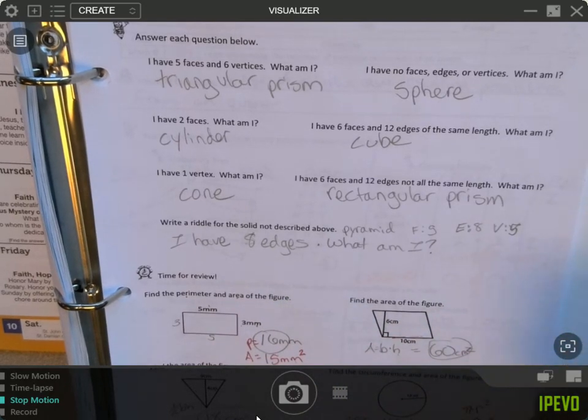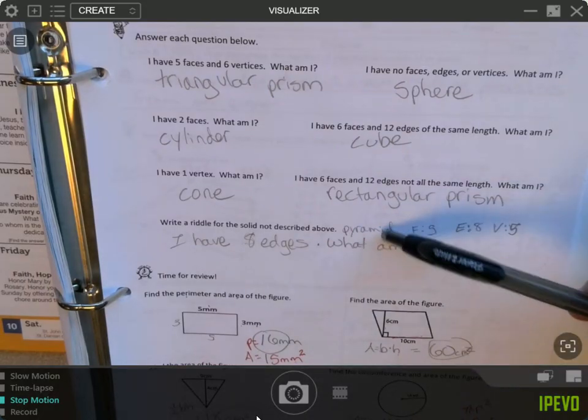What were some riddles you guys came up with? Adeline. I had 5 faces, 5 vertices. Perfect. 5 faces, 5 vertices. Sophie. Perfect. 5 faces, 8 edges. Emma. Perfect. All right, so any of those would have worked, right? As long as the only answer would be the pyramid.